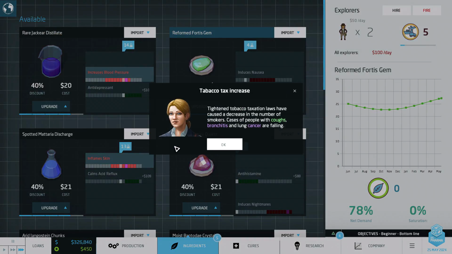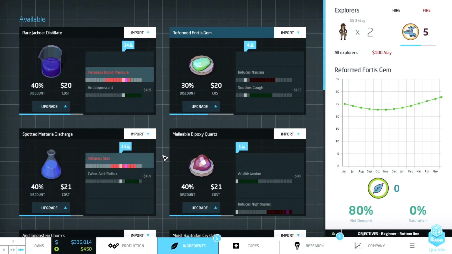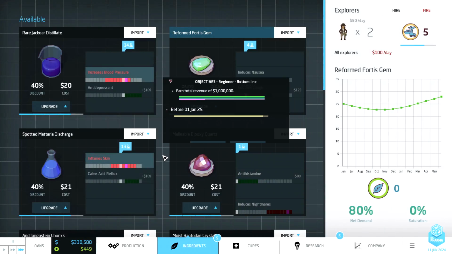New world event. Titan tobacco taxation laws have caused a decrease in the number of smokers. Cases of people with coughs, bronchitis, and lung cancer are falling. All right. Well, that's the thing. Kabam!